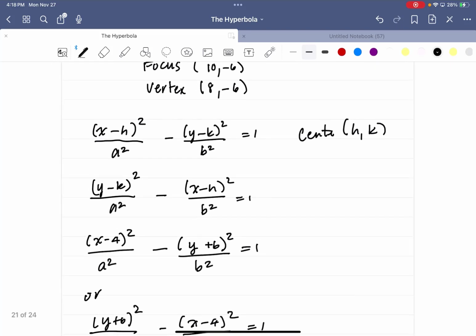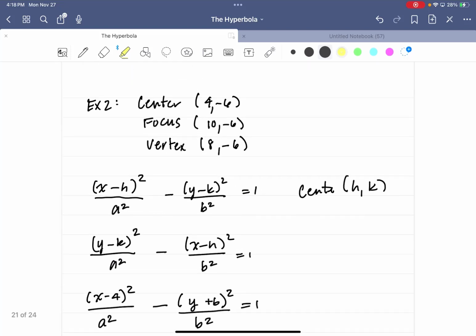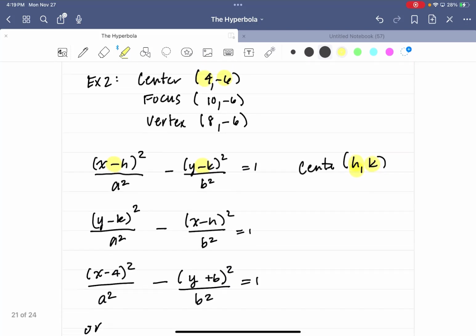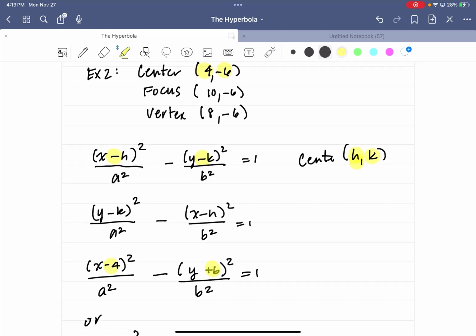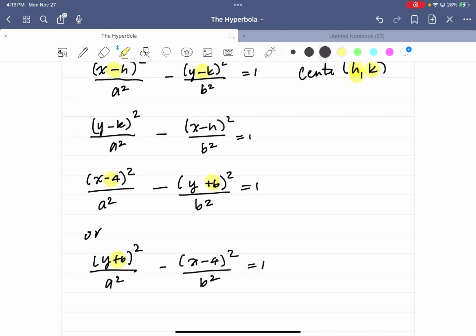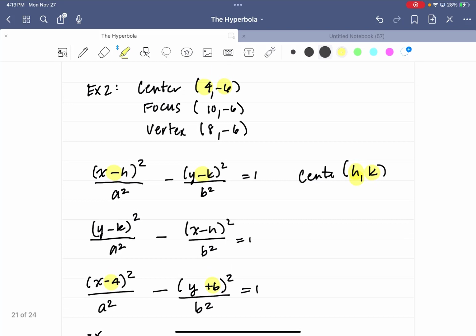Now, the main thing is you have to remember that in this format, you have to take the opposite of both of these, because the center's at (h, k) and these are minuses. So h is the opposite of minus h, k is the opposite of minus k, so you have to remember to take the opposite. That's why I put a minus 4 and a plus 6. Now, we've got to look at some other things to see which one is going to be positive.